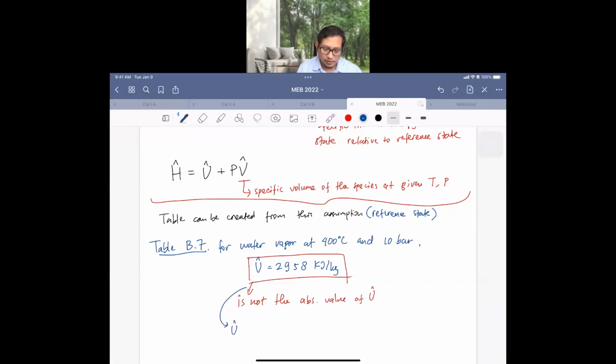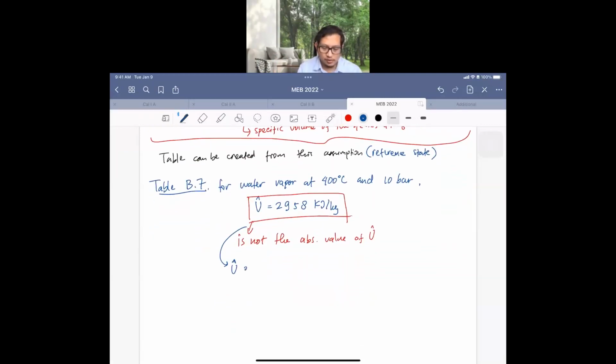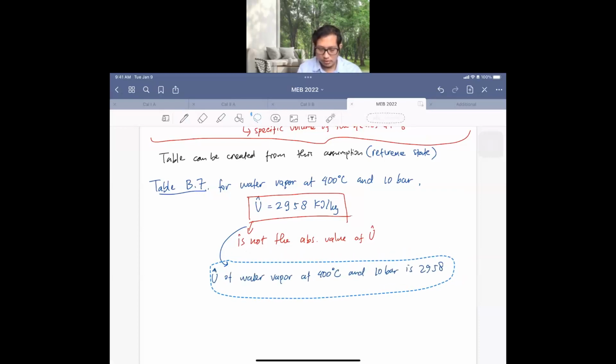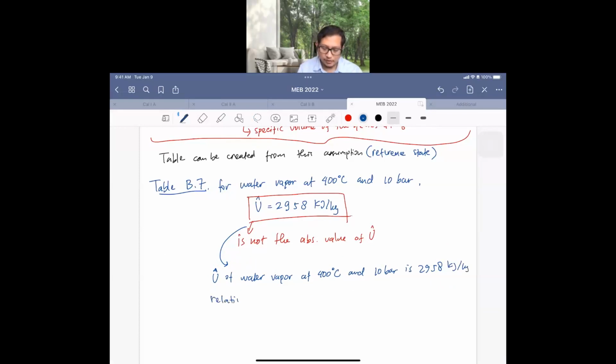So this means that the specific internal energy of water vapor at 400 degrees Celsius and 10 bar pressure is 2958 kilojoule per kilogram relative to water at the reference state.